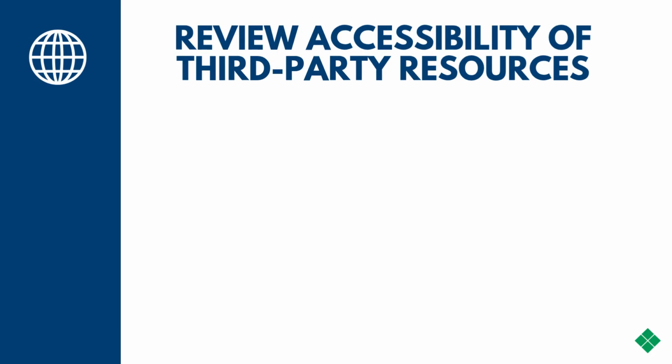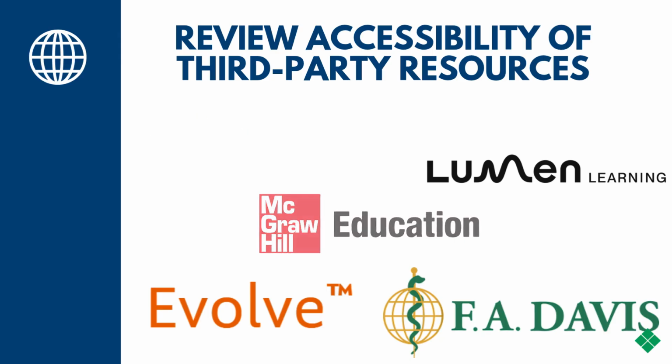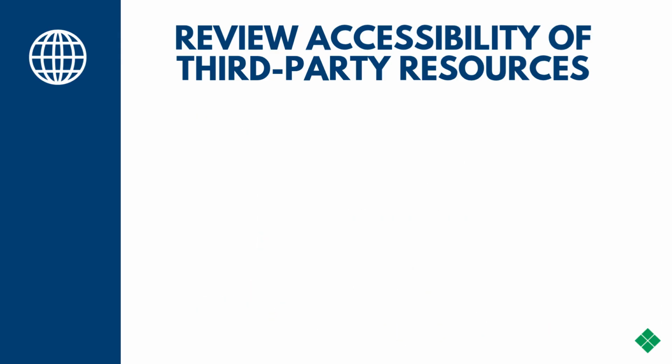The fifth accessibility essential is reviewing the accessibility of third-party resources. These include tools and materials your department or institution has purchased, as well as resources students pay for directly, such as textbooks or platform subscriptions. Accessibility should be a factor when selecting any third-party resource.